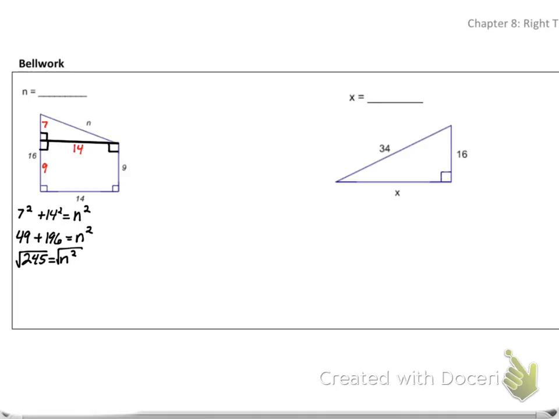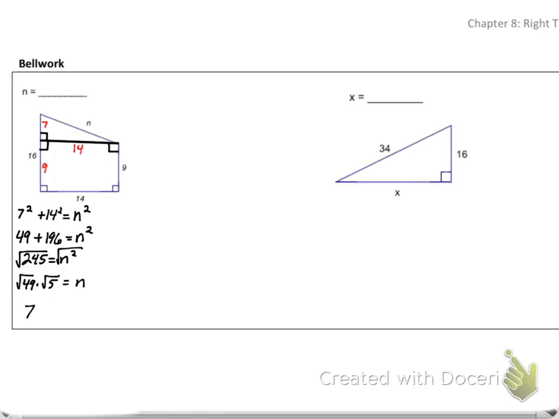in handy, because who knows what perfect square goes into 245? And who knew it just offhand? Yeah, use your calculator, right? That's why it's a good thing to use your calculator. So what is the perfect square? 49. How many times does 49 go into it? 5 times. So it'd be square root of 49 times the square root of 5 equals n.